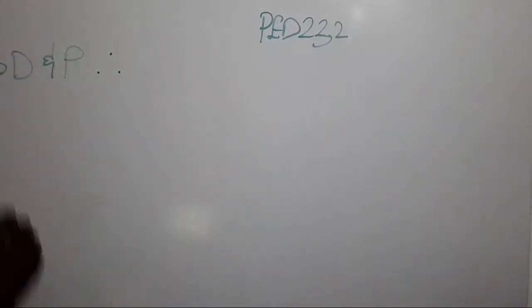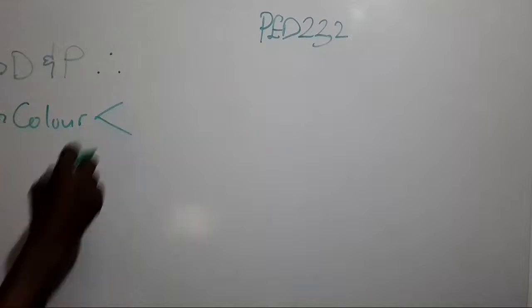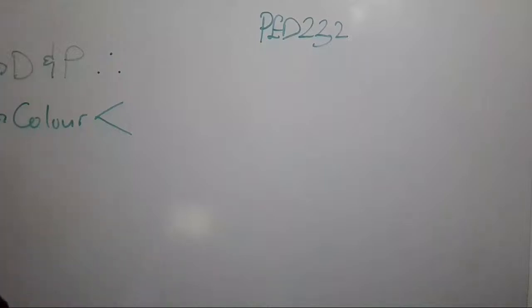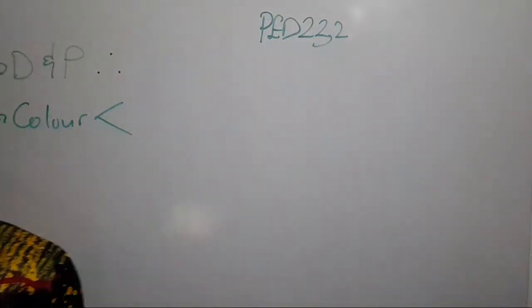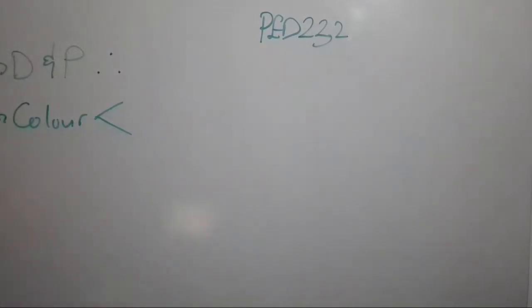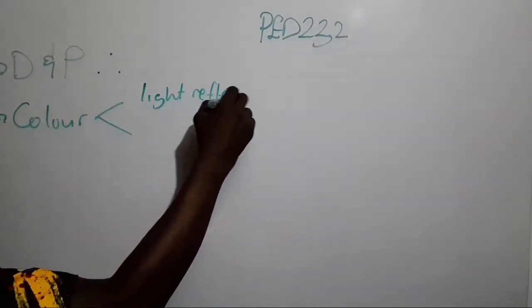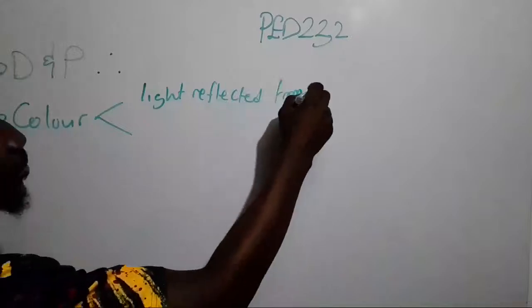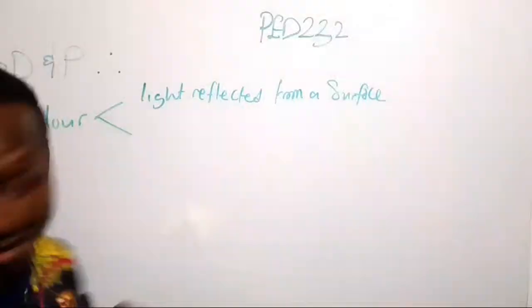The way you are drawing and when you are painting, you will definitely be using color. You can refer to it as shade. You can refer to it as color. Whatever you want to refer to it as. Now, color is said to be light reflected from a surface.